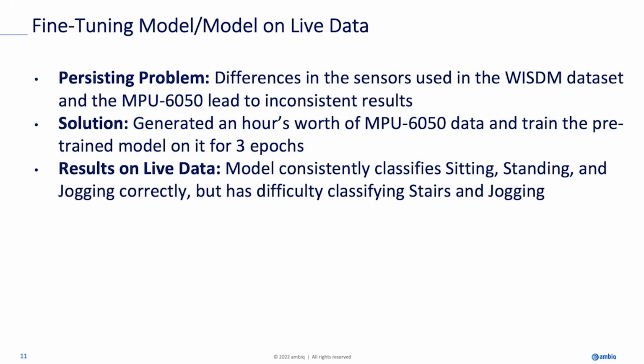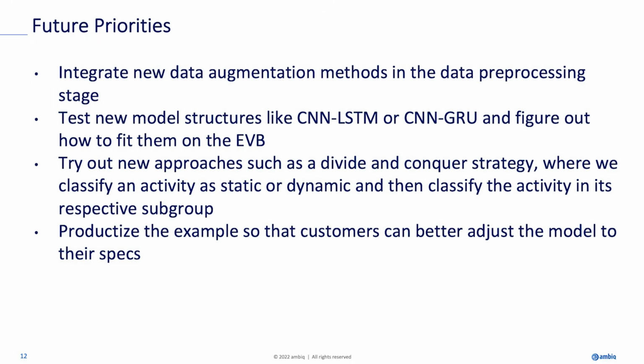Some future priorities for this model are integrating new data augmentation methods in the pre-processing stage, so we can get more complexity with the dataset and further improve the model's ability to generalize. We also want to try different model architectures like CNN-LSTM or CNN-GRU and figure out how to fit them on the EVB. CNN-LSTM was one I was heavily considering towards the beginning, but it is a little harder to fit on the EVB because I don't believe TensorFlow supports quantizing it.